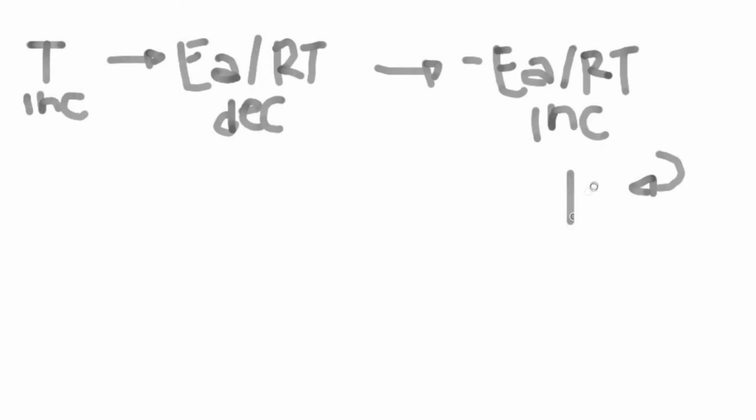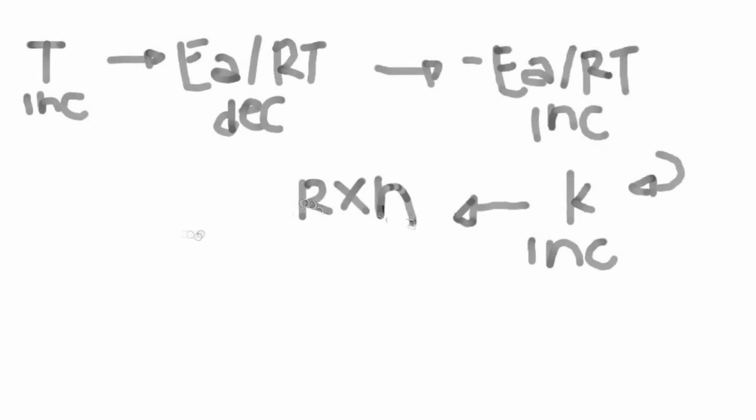When the temperature is increased, Ea over RT is decreased since the denominator has been increased. Thus, the inverse of Ea over RT is increased. k is then increased because k is equal to A e raised to negative Ea over RT, and the reaction is sped up.